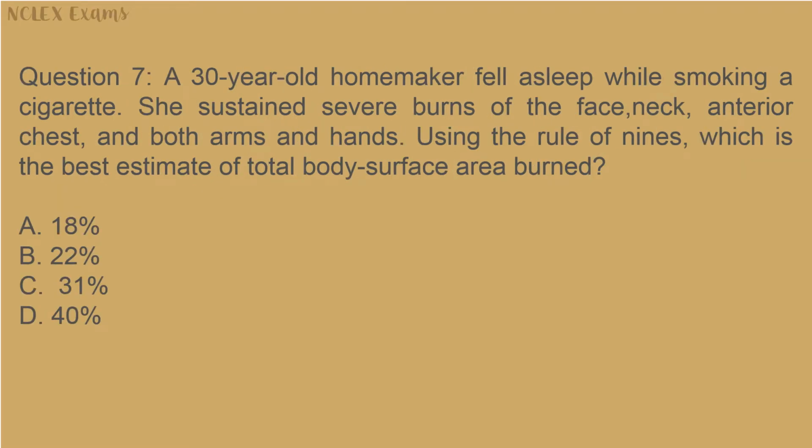Question 7. A 30-year-old homemaker fell asleep while smoking a cigarette. She sustained severe burns of the face, neck, anterior chest, and both arms and hands. Using the rule of nines, which is the best estimate of total body surface area burned: A. 18%, B. 22%, C. 31%, D. 40%.